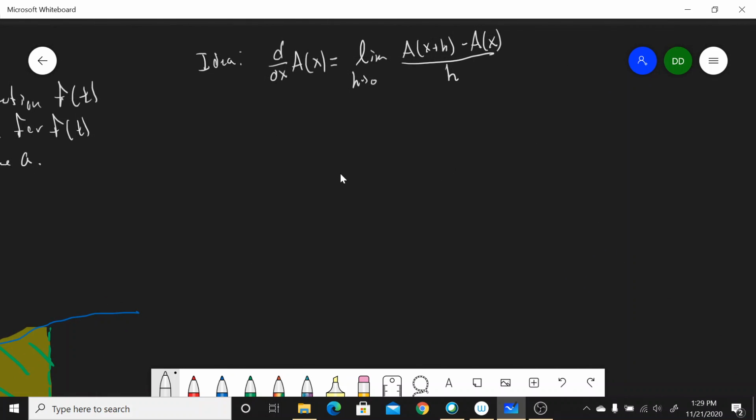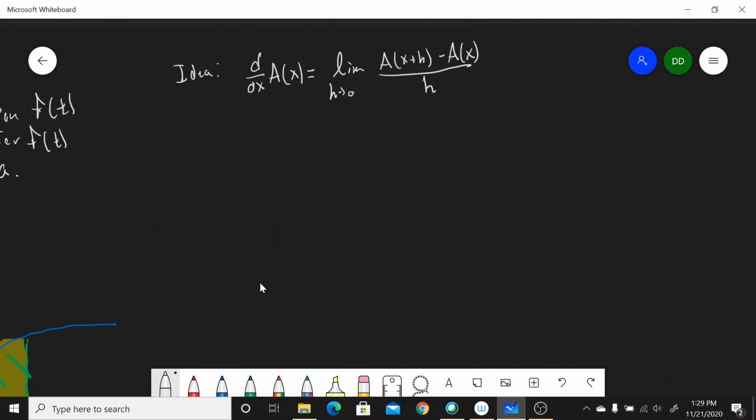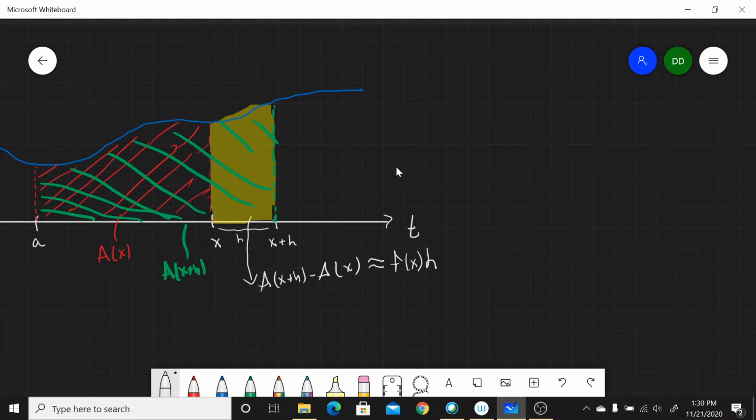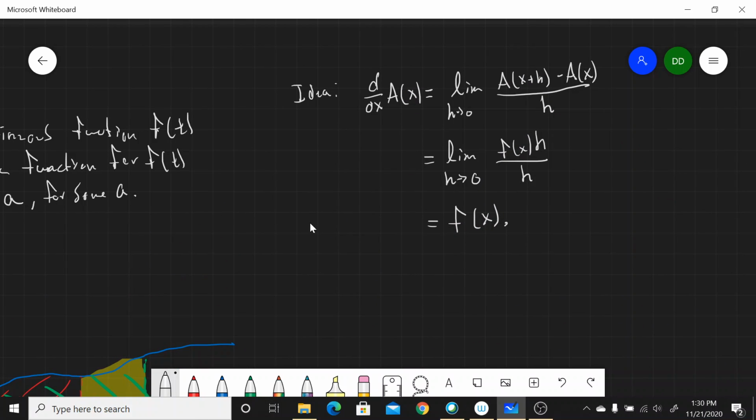So let's see. What happens if I replace A of x plus h minus A of x with this estimate f of x times h? Oh, it's going to look pretty nice because it looks like some h's are going to cancel out. The limit as h goes to 0 of f of x times h all over h. The h's cancel out. I just get f of x. And that's exactly what I wanted to prove, that the derivative of the area accumulation function is exactly f of x. And so this is essentially the proof of the first part of the fundamental theorem of calculus.